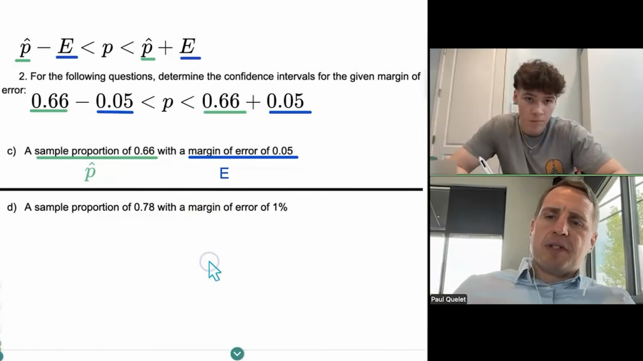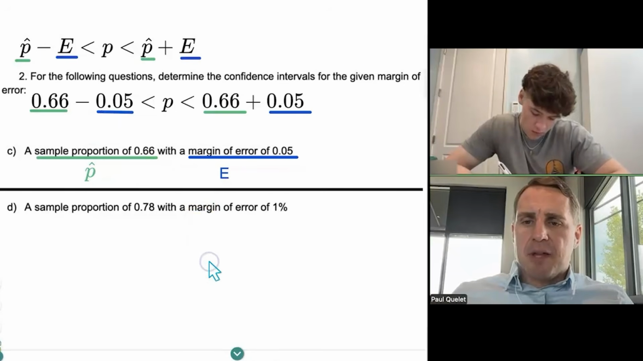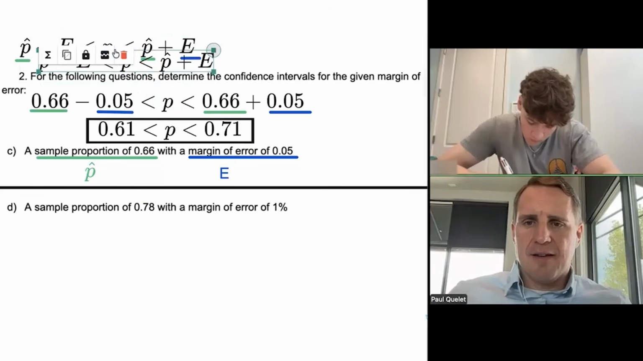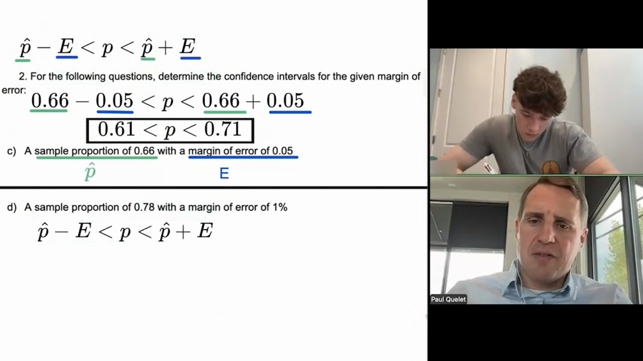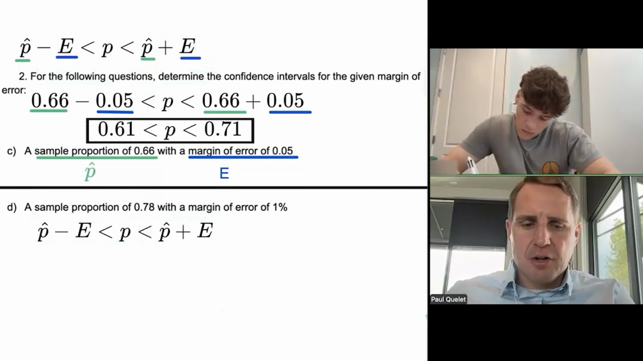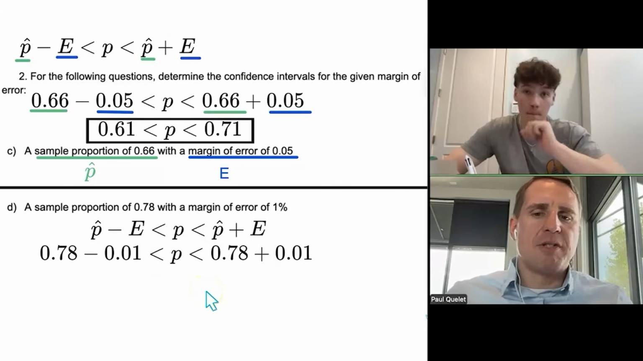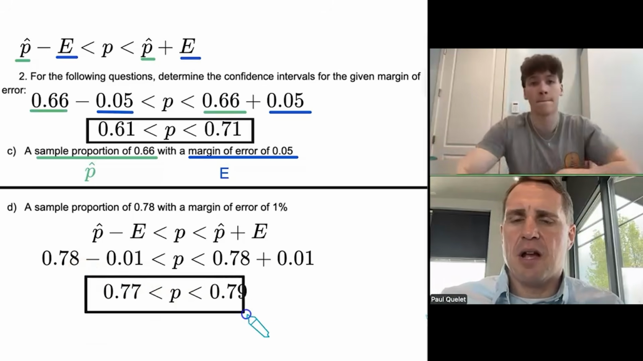And let's see, 0.66 minus 0.05 would be what? And 0.66 plus 0.05 would be what? Exactly. And I think you have your answer. All right, and then the same idea on this last one. So I think it's just going to be 0.78 minus 0.01, and then p, and then less than 0.78 plus 0.01. Why did I use 0.01, by the way? 1%, right. So 1% margin of error, just convert it to a decimal. So that takes care of confidence intervals.